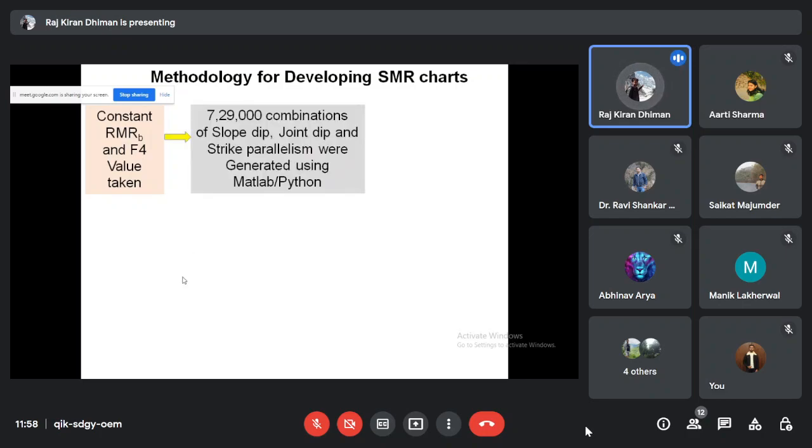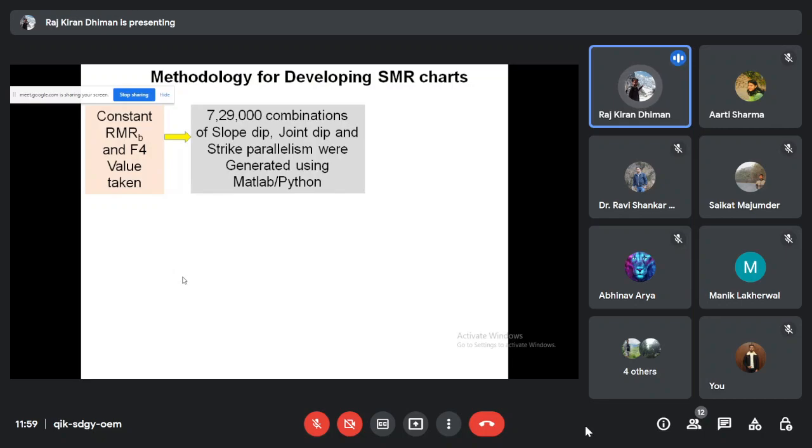So I have developed this number, 7,29,000, of combinations between different orientations of the joint and slope geometries. Okay, for this I have used MATLAB. We have also used Python for this. So these are programming languages. The help of these languages is that in a fraction of seconds you can develop so many values, which otherwise you would have to calculate manually.